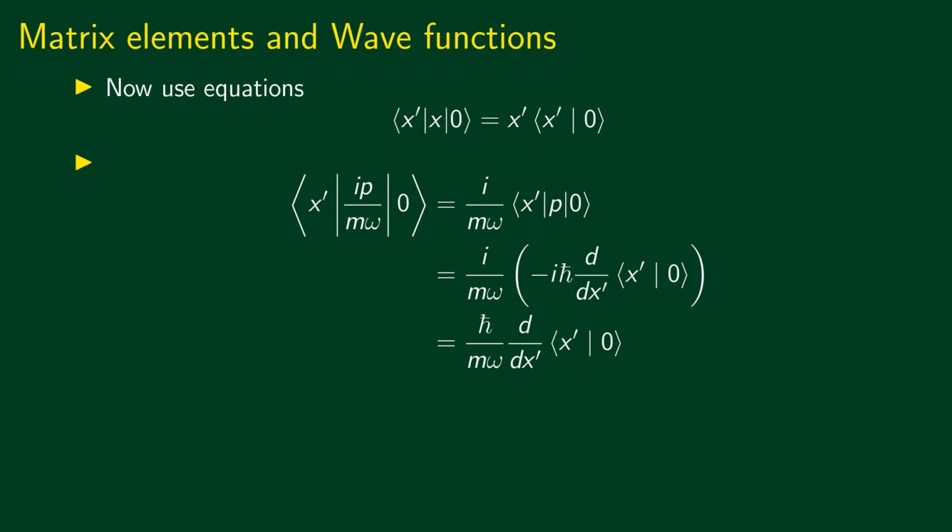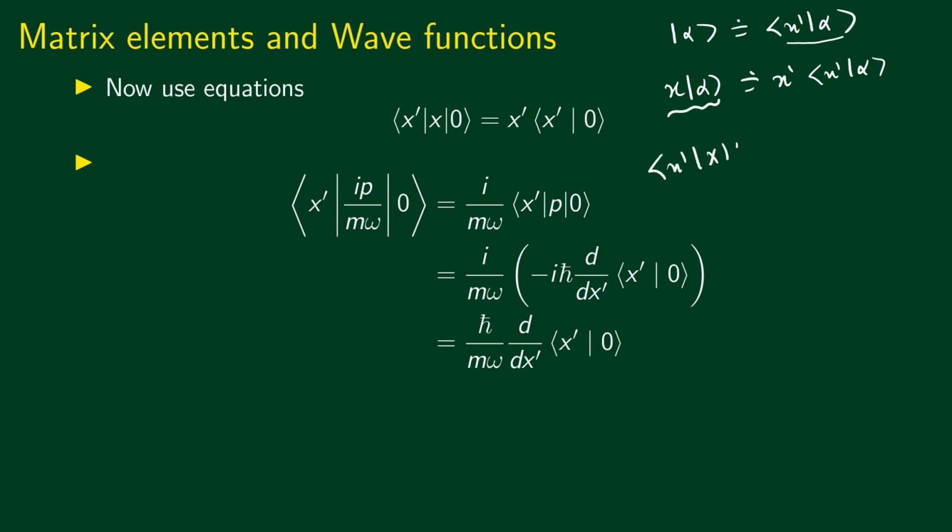Let's now recall the position representation of position and momentum operators. We had seen that if ket alpha is represented by bra x prime ket alpha, then the position operator acting on ket alpha is represented by x prime multiplying this wave function, x prime multiplying bra x prime ket alpha. In other words, the wave function representing the state x acting on ket alpha, bra x prime x ket alpha, is equal to x prime bra x prime ket alpha.